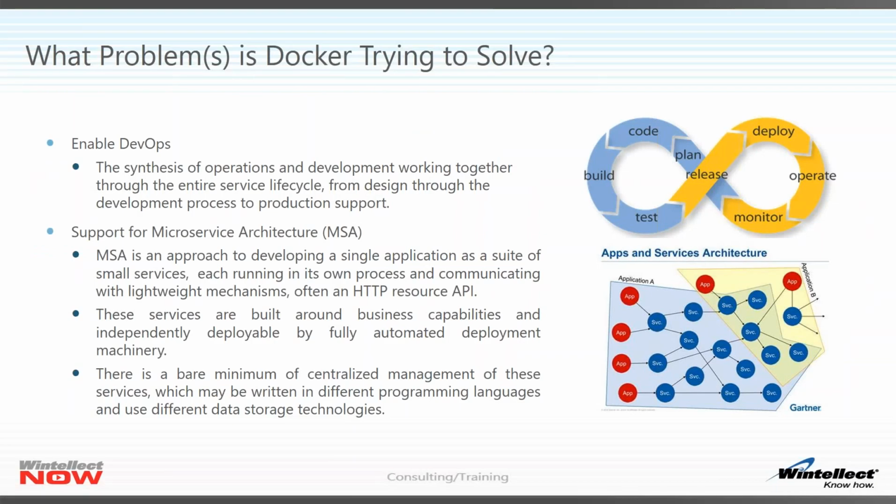When we're talking about what problems Docker is really trying to solve, and Dan's alluded to these already, there are really two things Docker is getting at. They want to enable DevOps, and they also want to support microservice architecture. By enabling DevOps, we know that DevOps is the synthesis of operations and development into a continuous cycle, with tight feedback loops and an environment of trust between operations and developers.